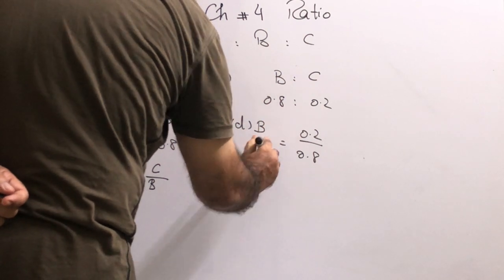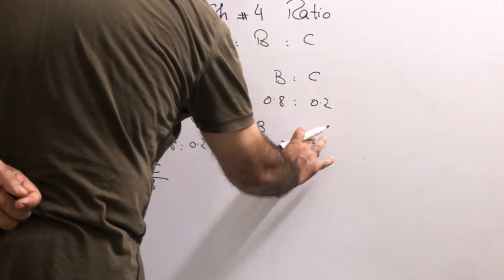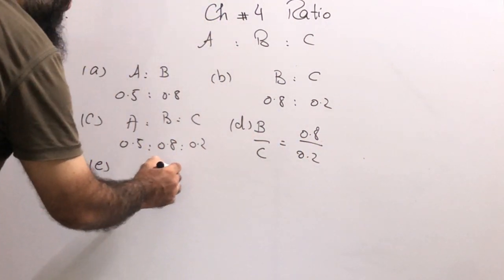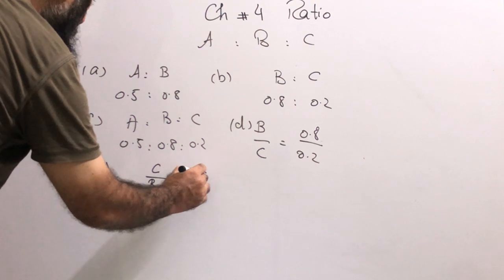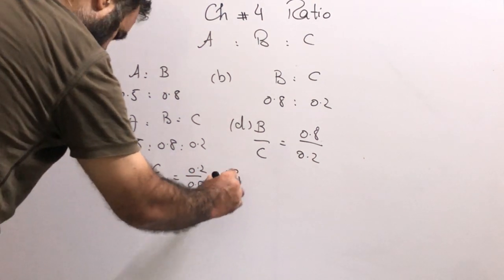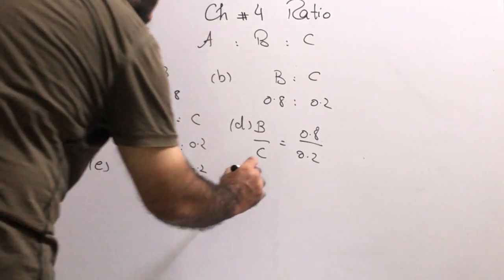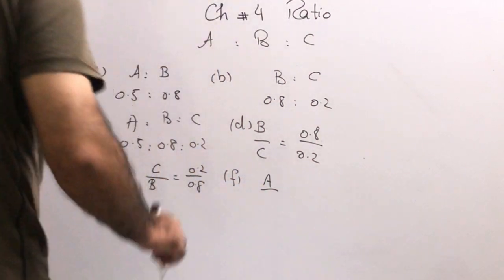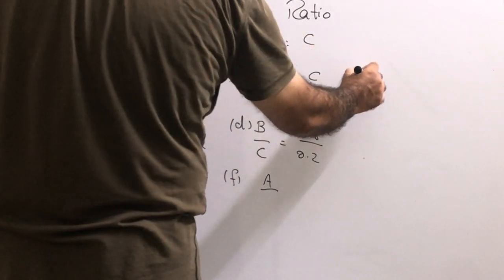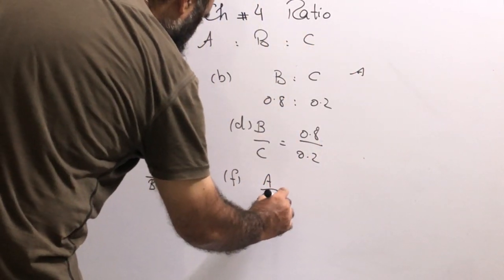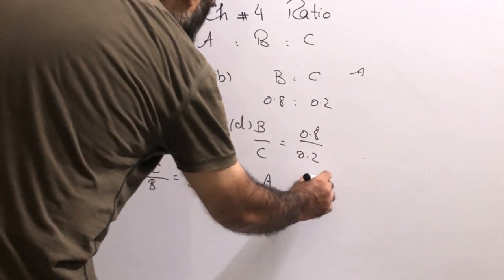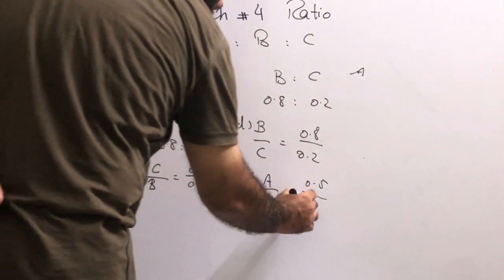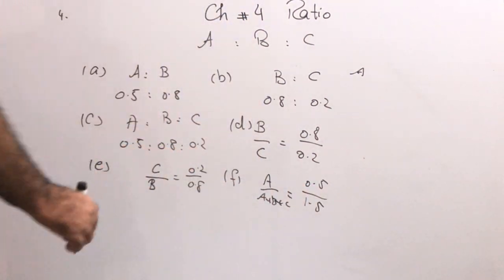B to C. B is 0.8 and here it is 0.2. Here it is opposite. C is 0.2 and B is 0.8. We have part of the amount of water in beaker A to the amount of water in the 3 beakers. So the 3 beakers mean here it is A plus B plus C. A is 0.5 and here we have 0.8 plus 0.2, it is 1, it becomes 1.5. All 3 we add, it becomes 1.5.